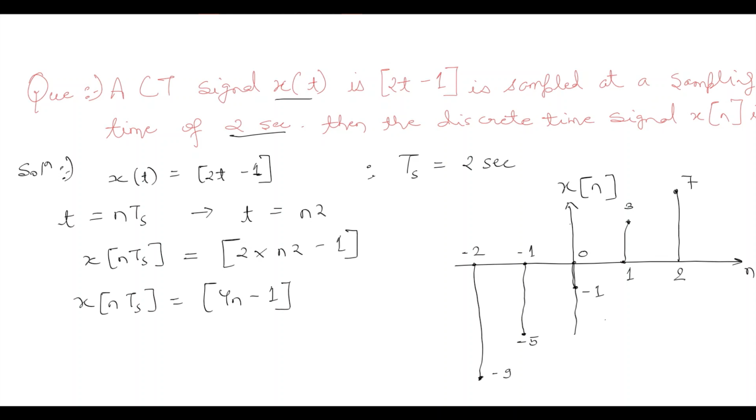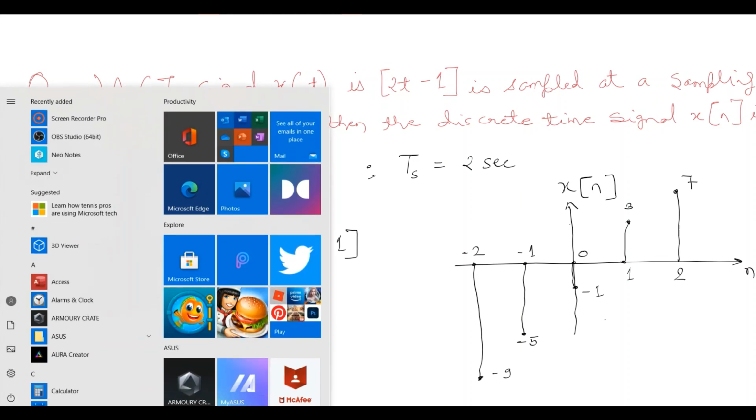So this is the form through which we can plot the discrete time signal from a signal x of t, and how to convert a continuous time signal to a discrete time signal. Okay, now let's continue.